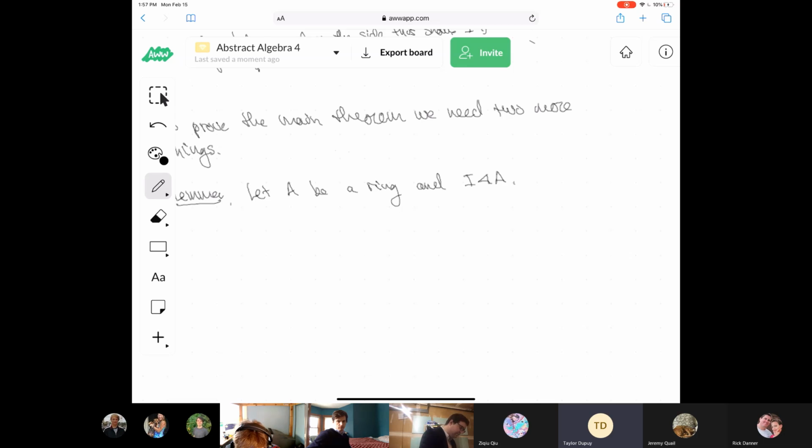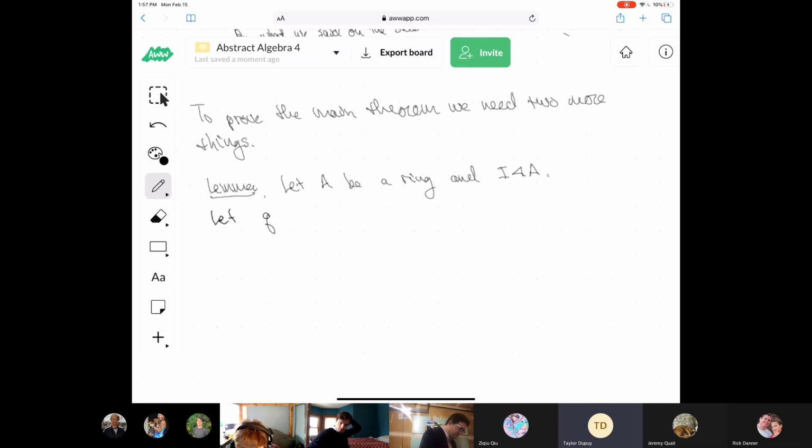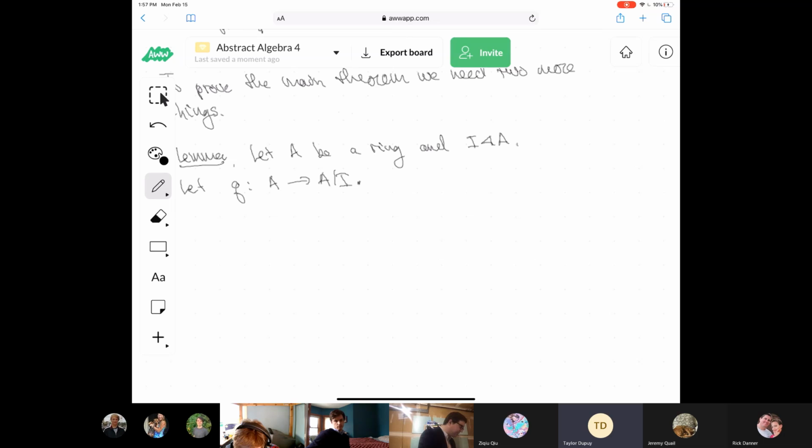Okay, so let Q be the quotient map, the map here from A to A mod I. So the first claim is that the inverse image of the radical ideal of the quotient, so this is the radical ideal, the nil radical of the quotient ring, is the radical of I.